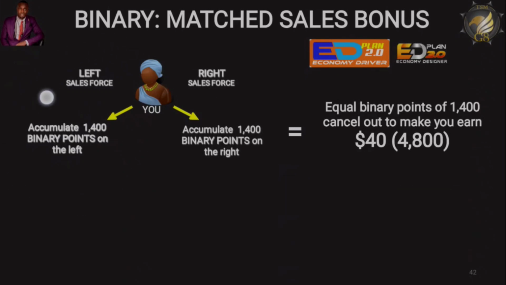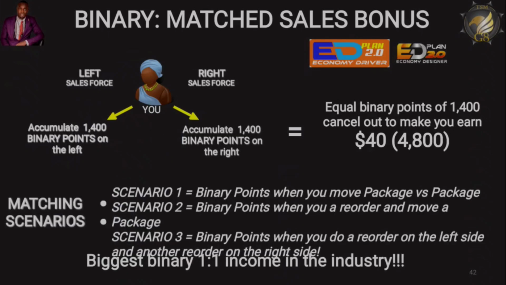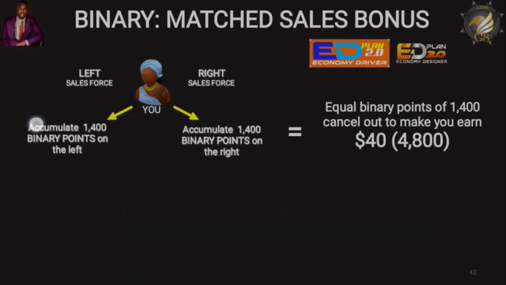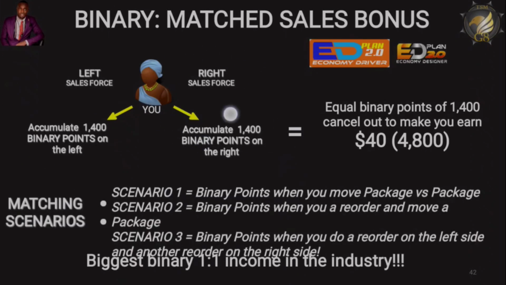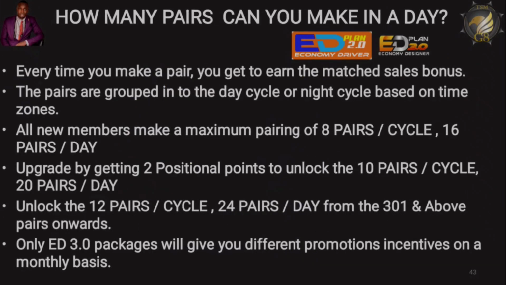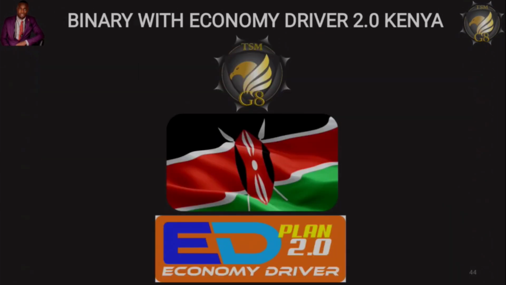That simply means here you have a team of consumers and retailers, and here you have a team of consumers and retailers. By doing so, you'll be able to earn through what you call matching sales bonus, okay? And this now gives you the biggest binary 1-to-1 ratio income in the network marketing industry, okay? So equal binary points usually cancel out to make you earn a matching sales bonus. If on this side you accumulate 1,400 binary points, and on this side you have 1,400 binary points, they cancel out. Once they cancel out, they give you the matching sales bonus of $40. So every pair you have in our team, you're going to make a matching sales bonus of $40.